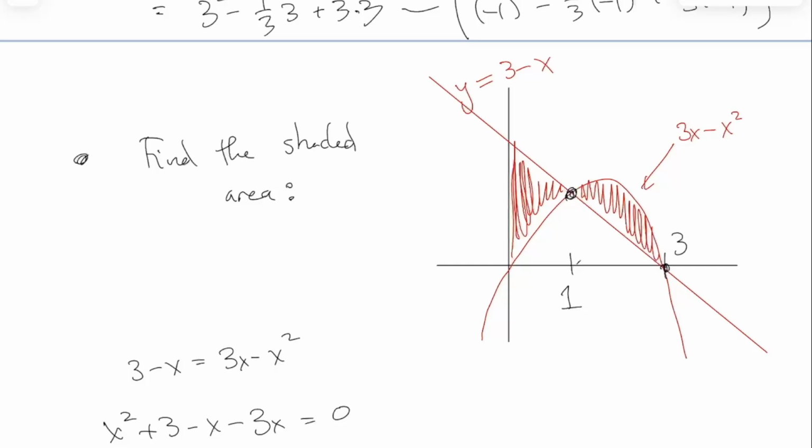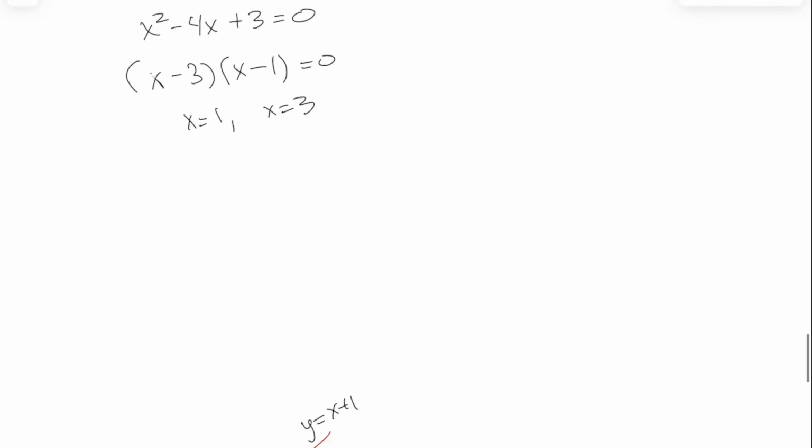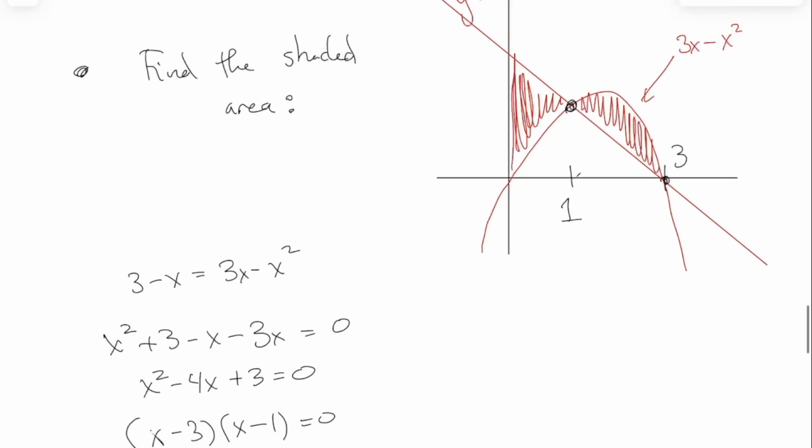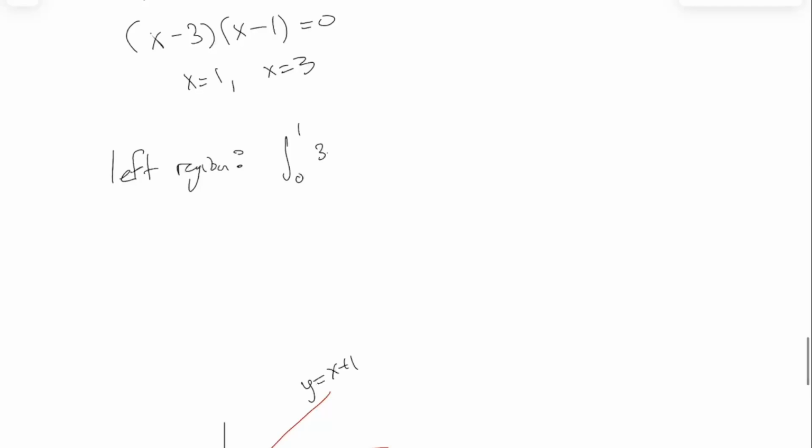Okay, so the left region would be the integral from 0 to that first intersection point, which is 1. So that's this range of x values from 0 to 1. And then the bigger minus the smaller would be the line 3 minus x minus the parabola part, so this is 3 minus x minus 3x minus x squared. This is the integral for the region on the left.